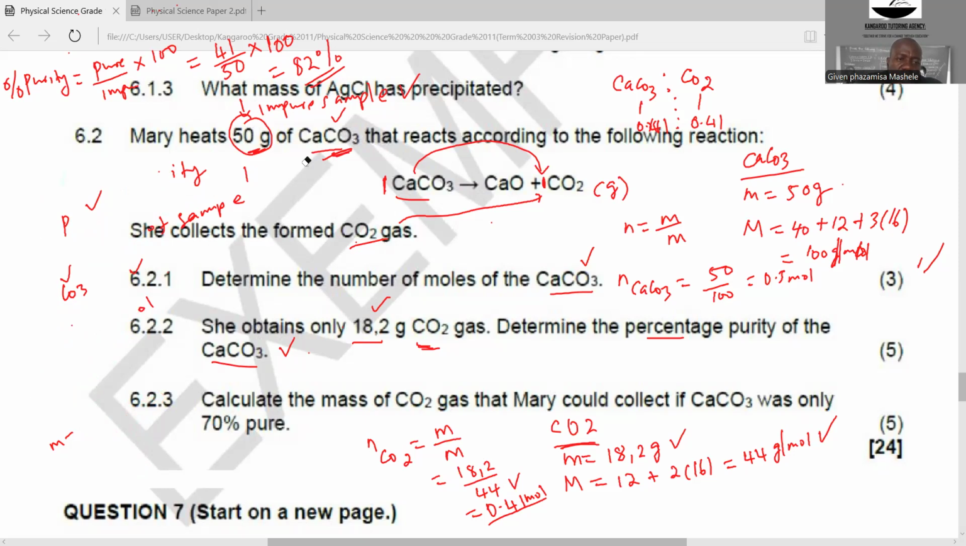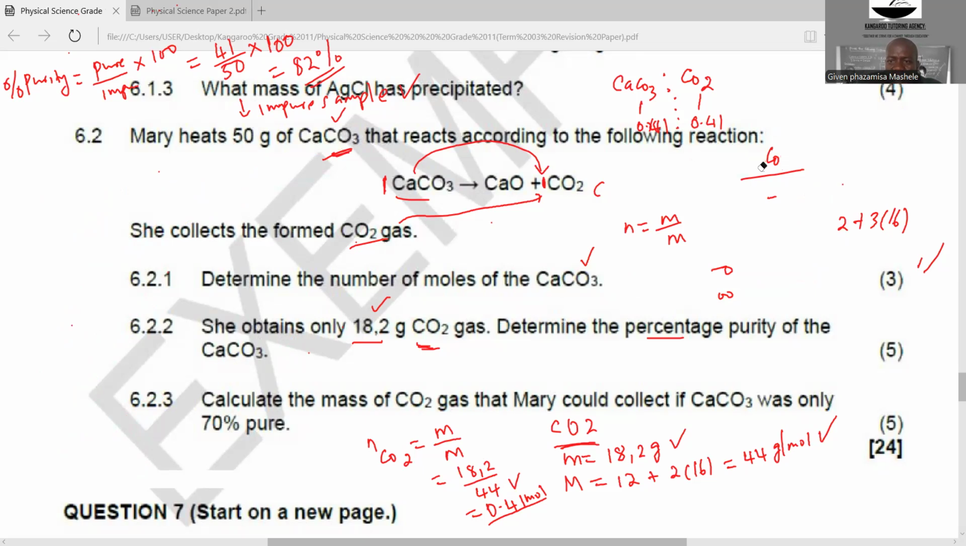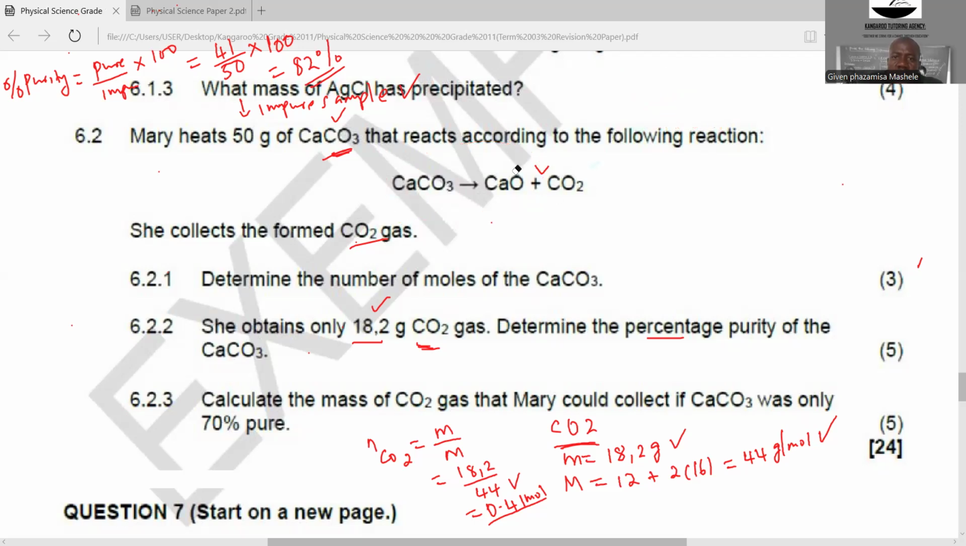Percentage purity. Remember, there is percentage purity and there's also what we call percentage yield. In terms of percentage yield, it means we take the actual yield, divide by the theoretical, or in another book, they call it a calculated yield. Right.